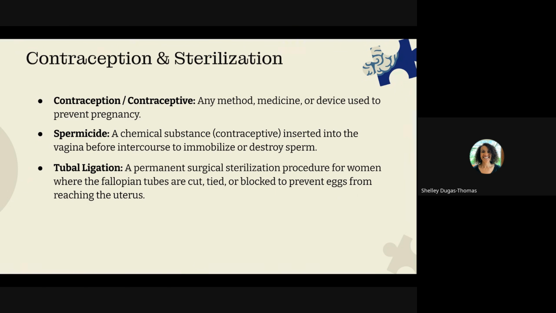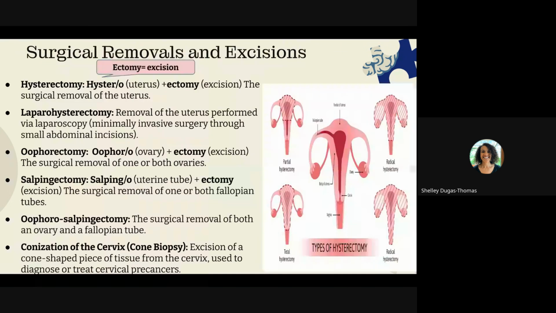Tubal ligation. Ligation means tying off. This is a surgical sterilization where the fallopian tubes are cut or bound. When discussing gynecological procedures, a hysterectomy is the foundational removal of the uterus, built from hysterec, root, uterus, and ectomy, which is to take out. It is performed via minimally invasive abdominal incisions.